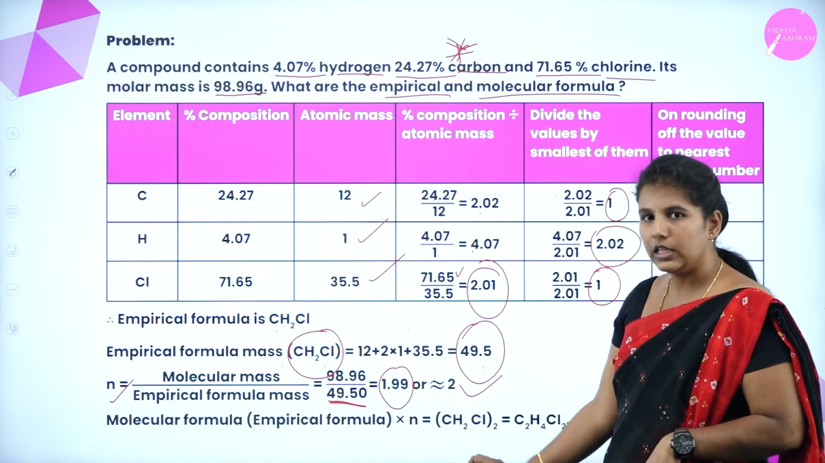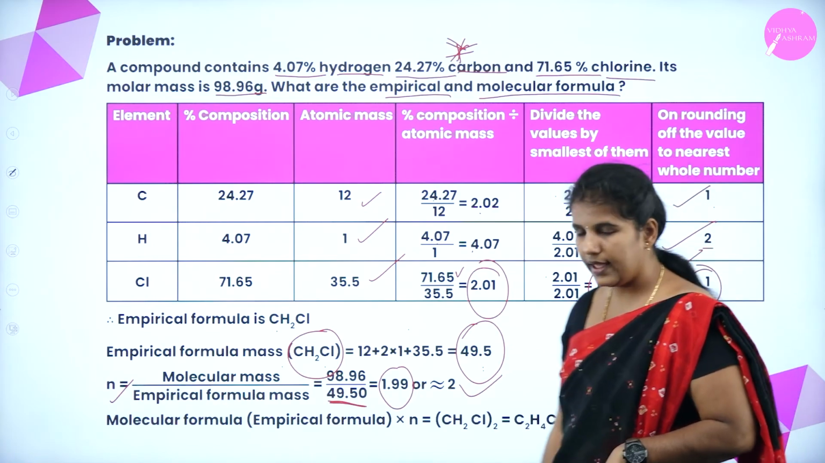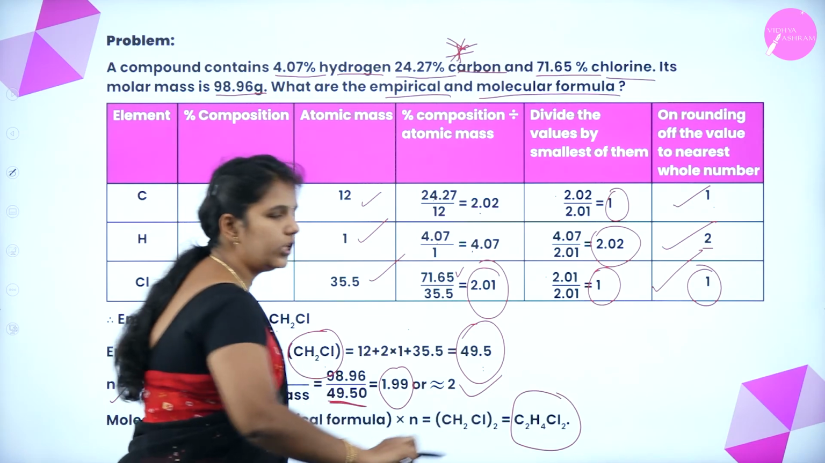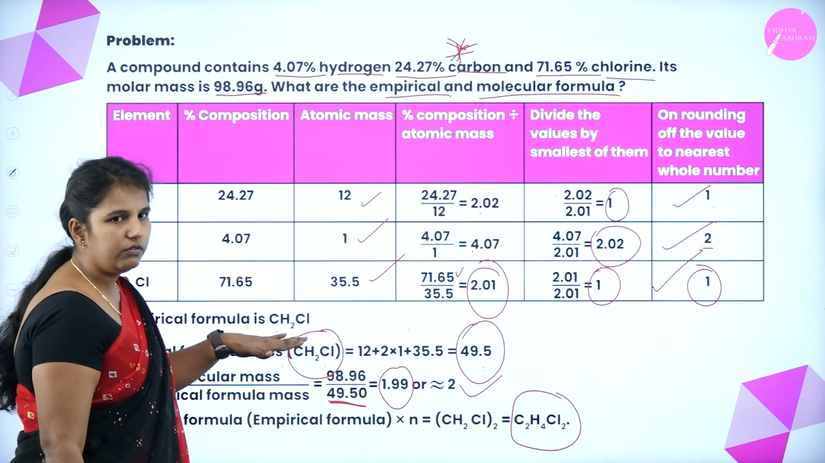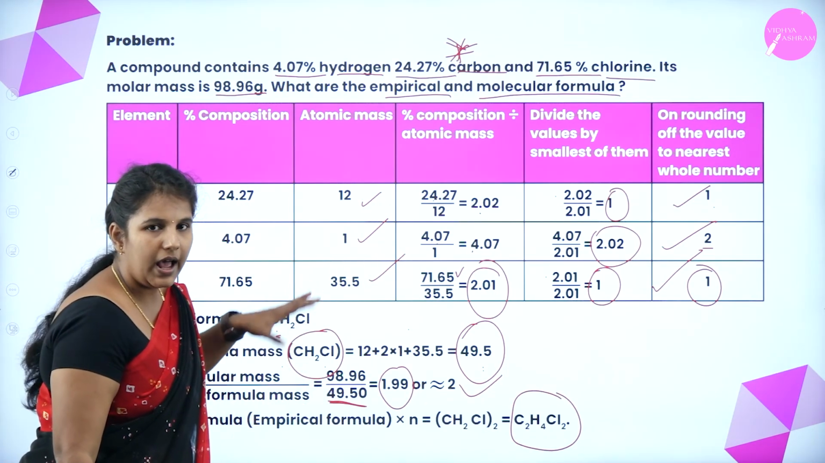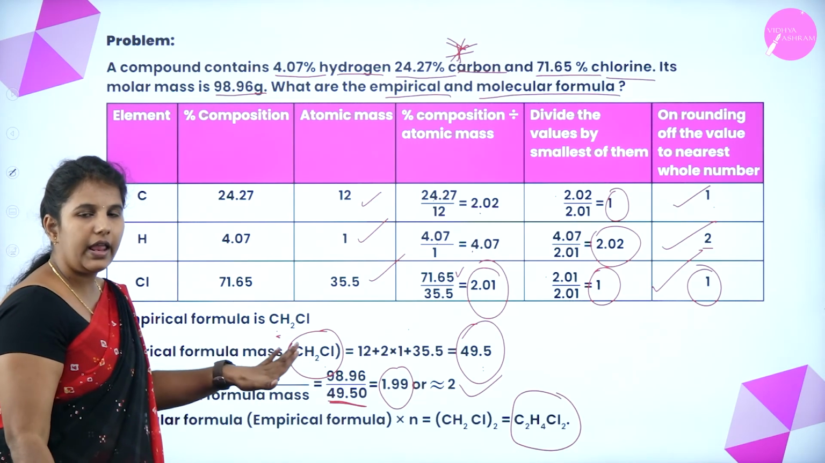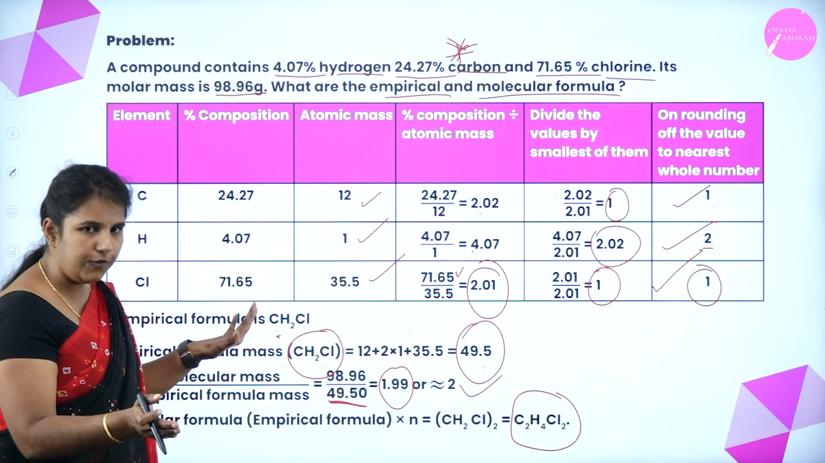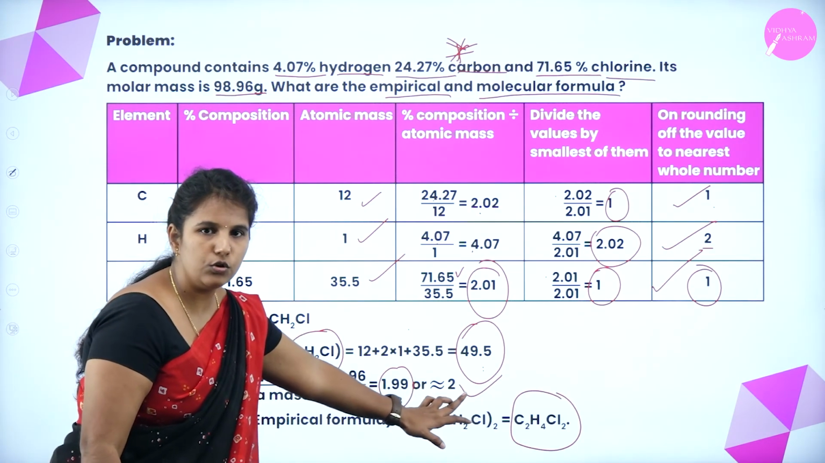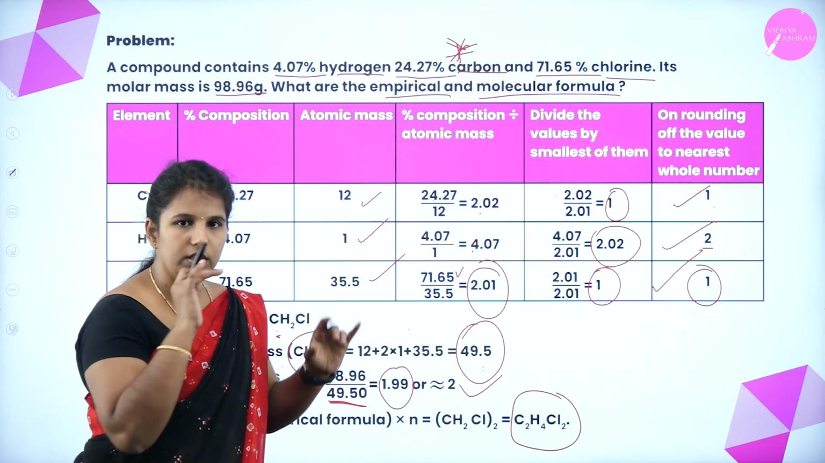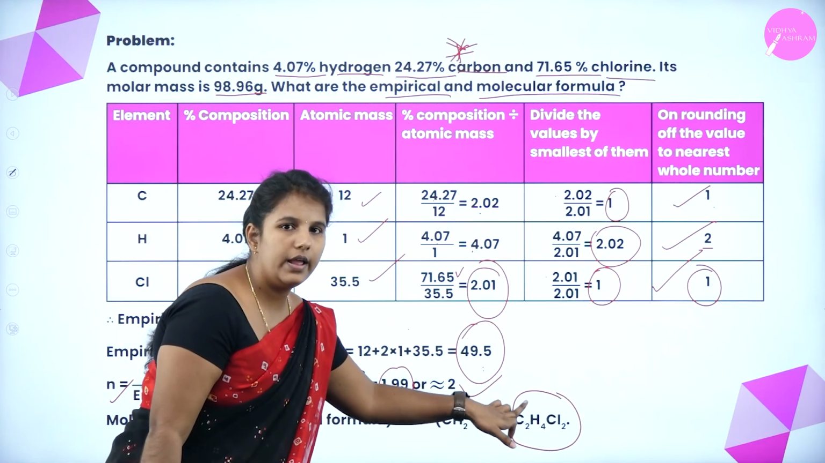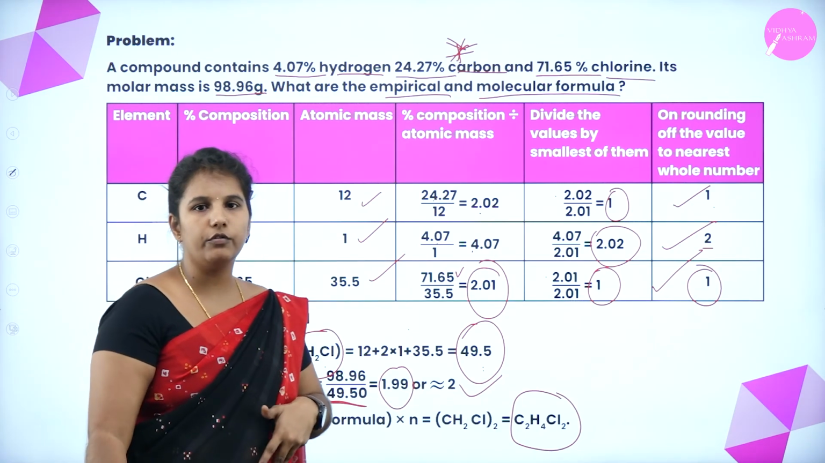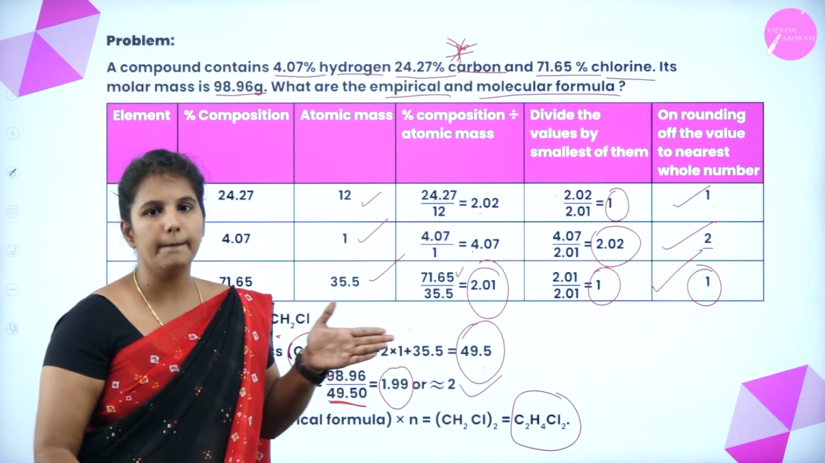If you multiply this, you will get C2H4Cl2. So this is our empirical formula as we got from the table. After that, we obtained the value of n by dividing the molecular mass by the empirical mass. We get the value of n as 2. So the whole formula must be multiplied by 2. You will get C2H4Cl2. This is the given compound as we obtain from the problem.